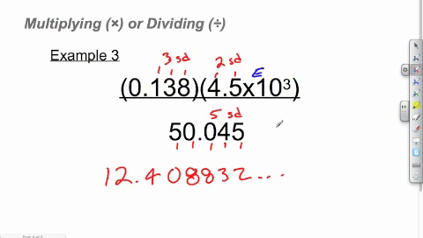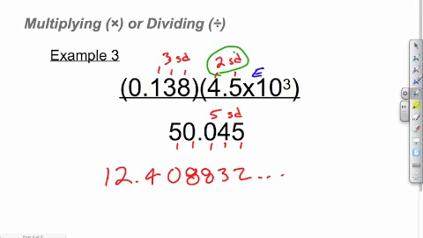Alright, recall the rules for multiplying and dividing. My answer needs to be rounded to 2 significant digits. Why 2? Because this value of 4.5 times 10 to the third has only 2, and I'm limited by whatever significant digits are in that value.